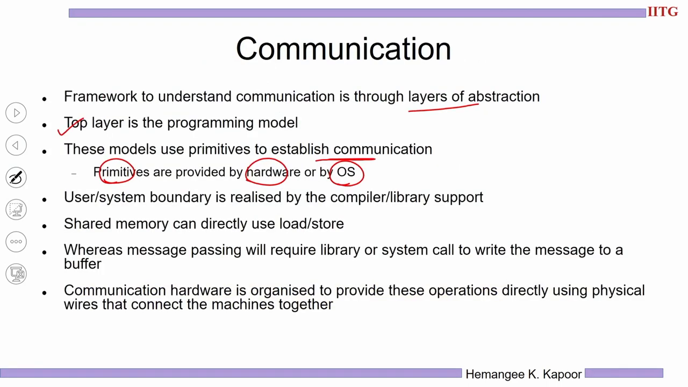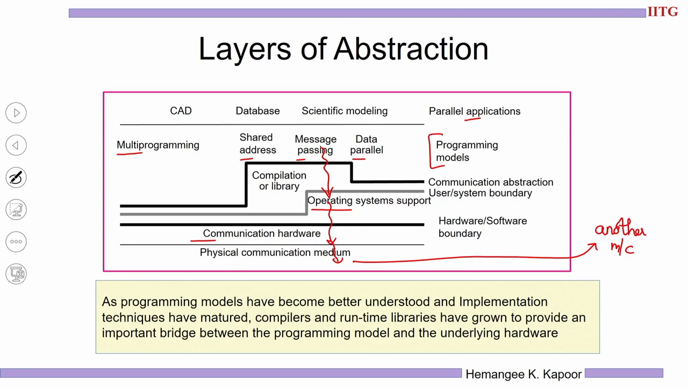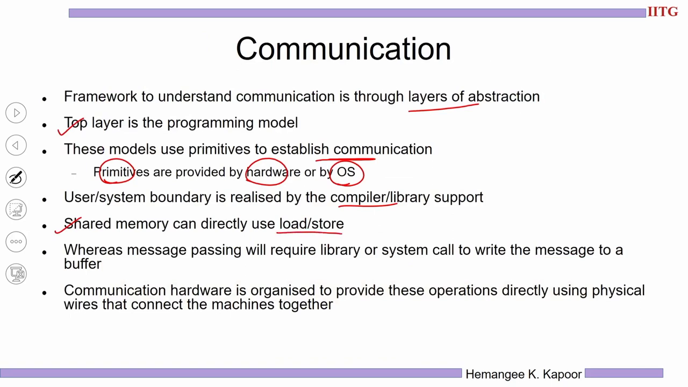I'm getting it. So the programming models would need help from the hardware and OS to establish communication. Definitely compiler and library support is equally important. What happens for shared memory? Shared memory doesn't need to send messages. It simply has to write and read to a common memory location. So it doesn't need the OS as such directly. You compile the program and the program can directly talk to the memory or communication hardware to do reads and writes to different locations. So shared memory requires load and store to memory, and that's more straightforward, whereas message passing would require library and system calls to construct the messages, because we need to construct a message and write it into a buffer. So slightly more work to be done with message passing.